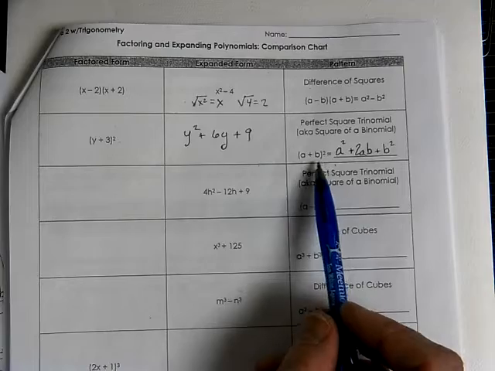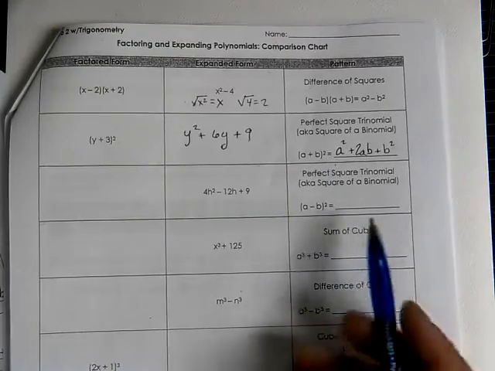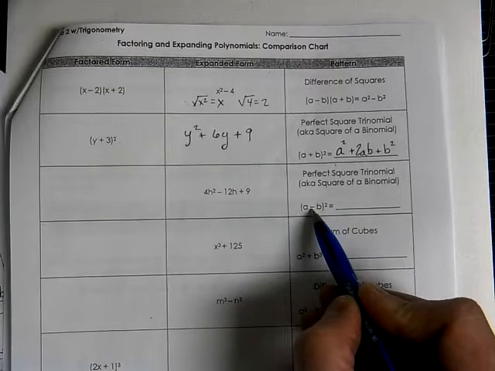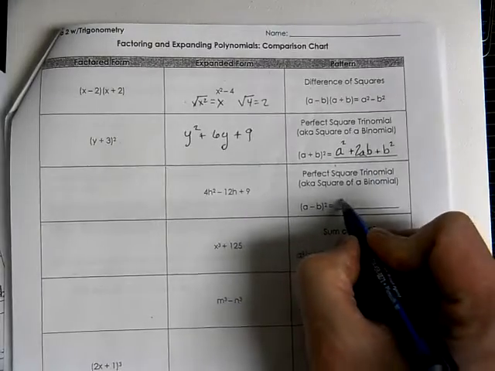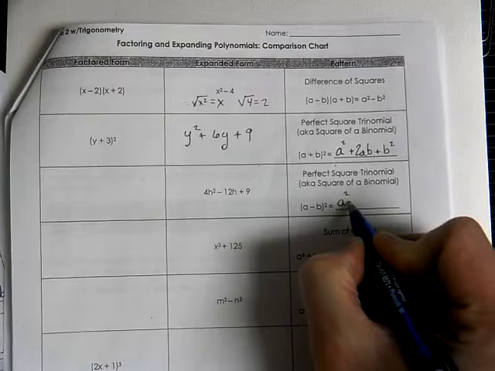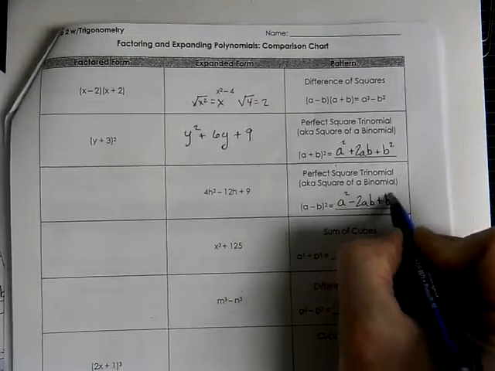Here we're still working with a perfect square trinomial. Notice that this time we have a minus, so your sign is going to change. You're going to have a squared minus 2ab plus b squared.